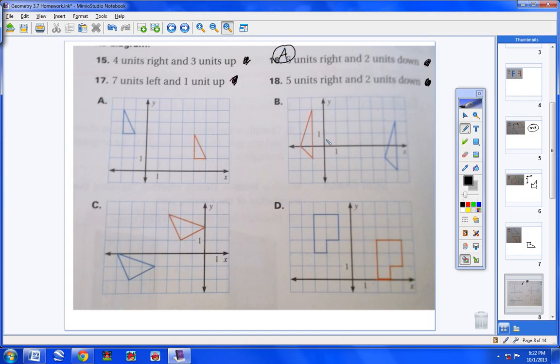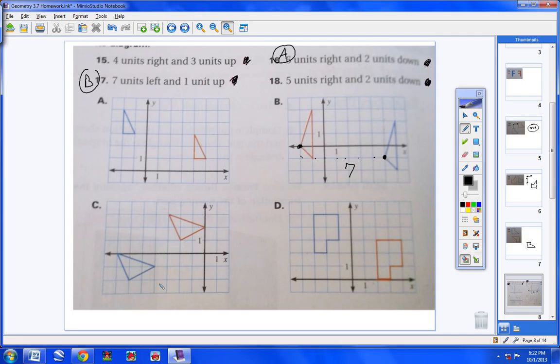All right, let's take a look at this one here. Now, here's the blue one. And we first, let's compare this vertex here with this vertex here. So we went to the left, 1, 2, 3, 4, 5, 6, 7. So we went to the left 7, and we went up 1. To the left 7, up 1. Here it is, right there. 7 units left and 1 unit up.